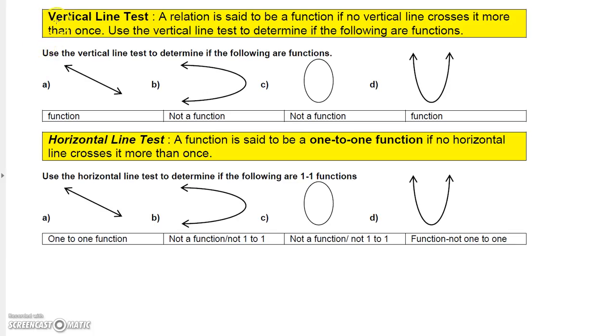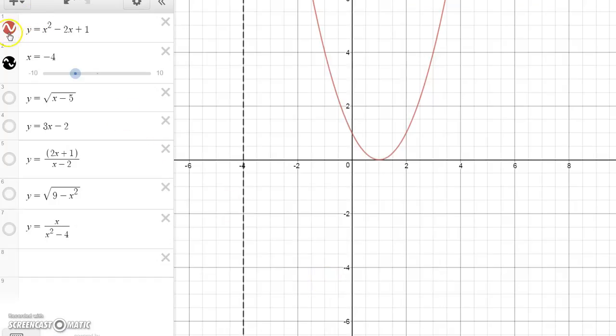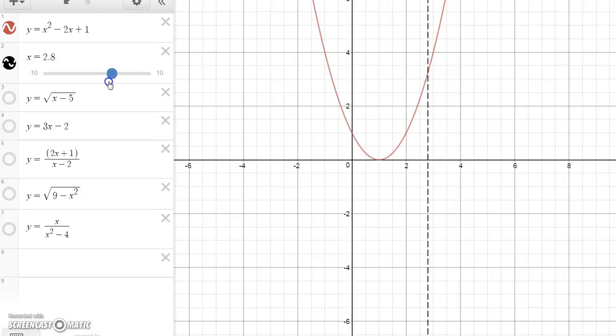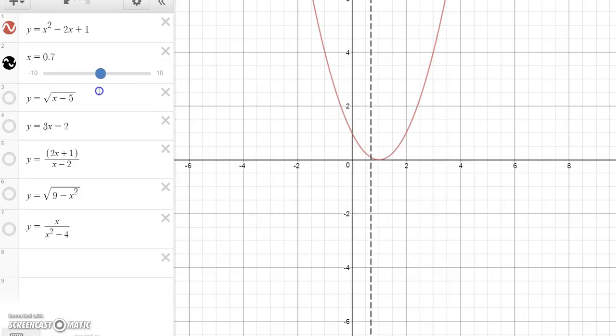Okay, I want to wrap up talking about the vertical line test. Basically, a relation is said to be a function if no vertical line crosses it more than once. Let's go back and look at some of the graphs that we just looked at. Okay, here's the first one. This was the quadratic function. And I drew this vertical line right here, and I made it a dotted line so you could differentiate. If you move that line through there, notice that vertical line never crosses it more than once. It only crosses it once. So that, my friends, is a function. Okay?